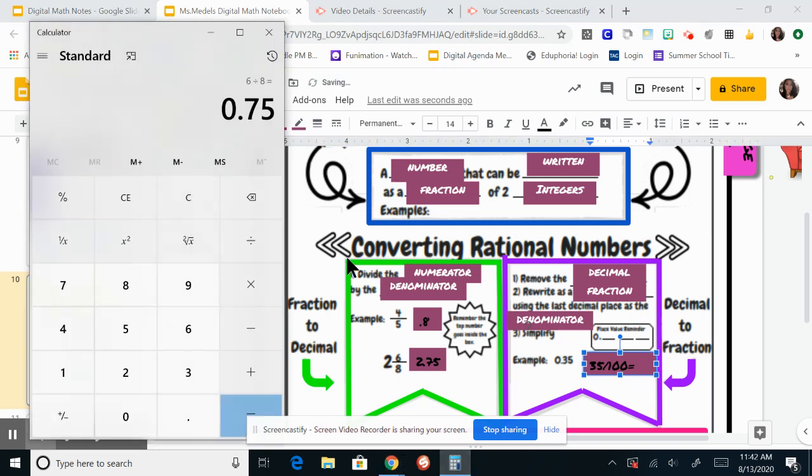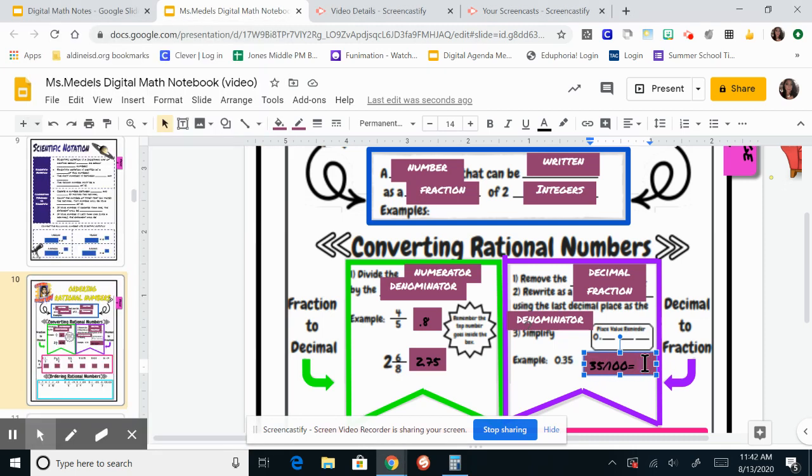We are just going to reduce this. I know I can divide by 5. I can divide both numbers by 5. 35 divided by 5 is 7, and 100 divided by 5 is 20. So my fraction would be 7/20.